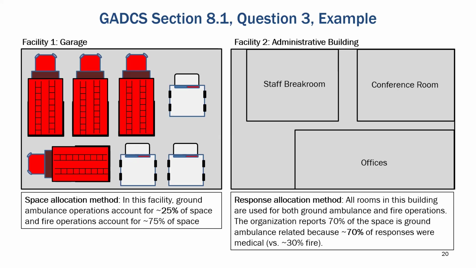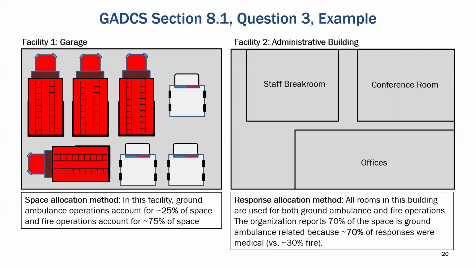Things can get more complicated than that. So in a case where maybe fire trucks also go out on medical calls, you could think about the split of calls that end up being ambulance versus non-ambulance related, or some other distinction to try to take a portion of the fire truck-based square footage here and categorize that as a related ground ambulance expense to include in the GADCS.